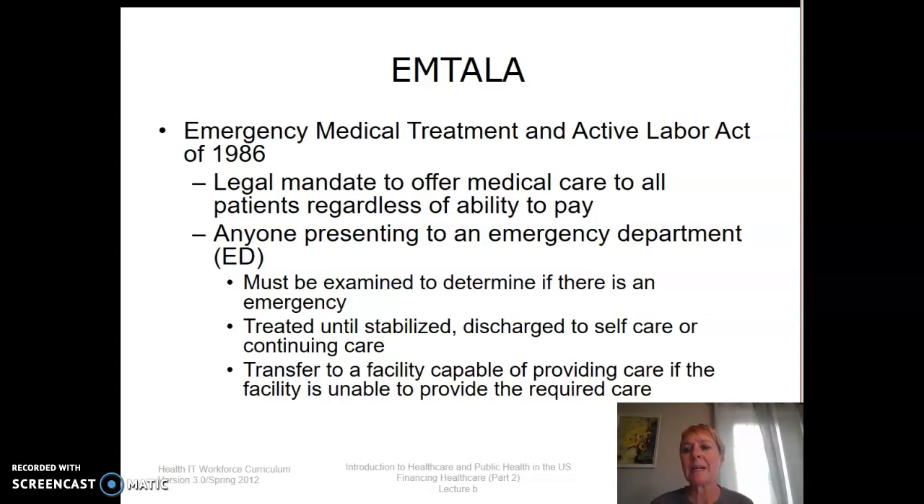So that was a legal mandate to offer medical care regardless of a person's ability to pay. Anyone presenting to that ER has to be determined, first, whether an emergency existed. They had to be treated until stabilized, or discharged for self-care or continuing care. And they could only transfer if the receiving facility was capable of providing care that the first facility could not do. So you couldn't just get them stable and transfer. Wherever you transferred them to had to provide a level of care that you could not do.